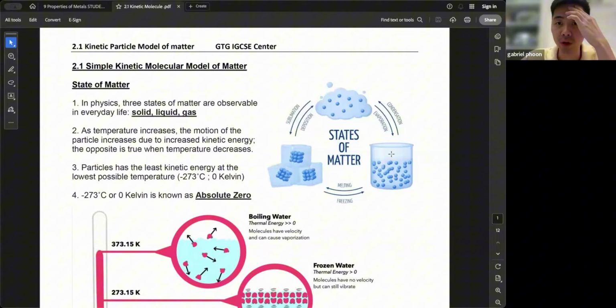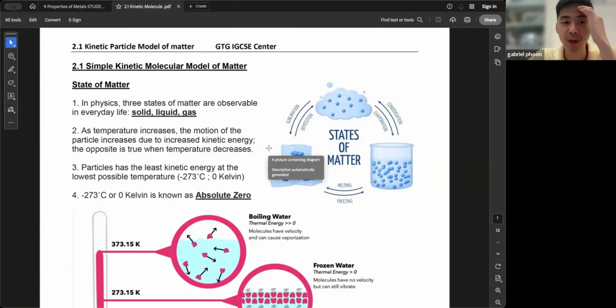From gas to liquid is obviously condensation. From liquid to solid is obviously freezing and everything else. You can refer to the graph here. It's very straightforward, nothing much to explain there.